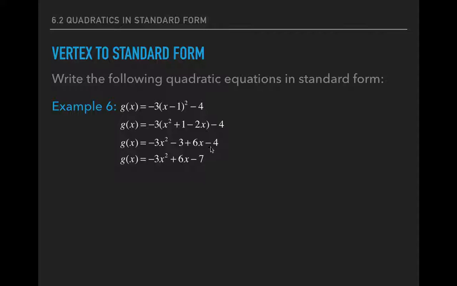The negative 3 and the negative 4 give you a negative 7, and now our 6x is going to be in the middle, because you want to go from the highest, which is a power of 2, to no powers over here.